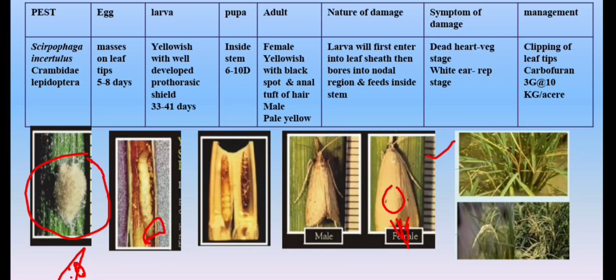So the end of the abdomen will have the hairs. Why the hairs are present? Because when laying eggs, the female insect will stick the hairs to the egg and it will cover the egg. So the end of the abdomen will have anal tuft of hairs, and you can see the male moth here. This is not having any black spots on the wings. So it is also yellow in color without any black spots and anal tuft of hairs.